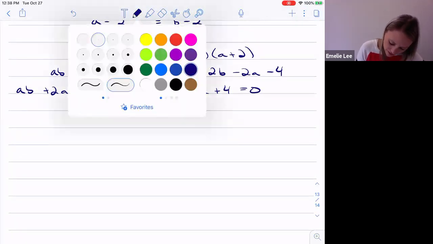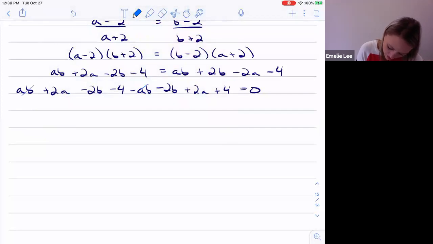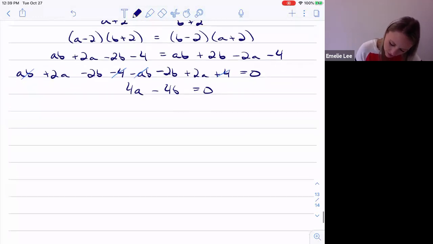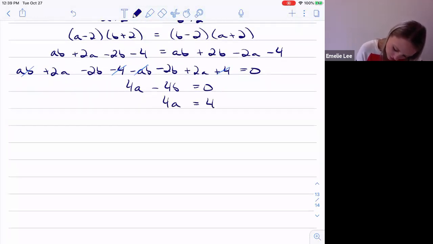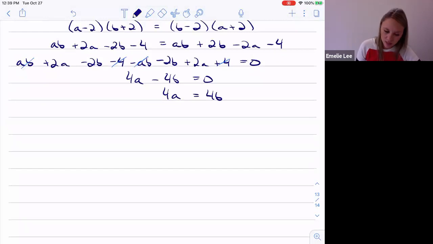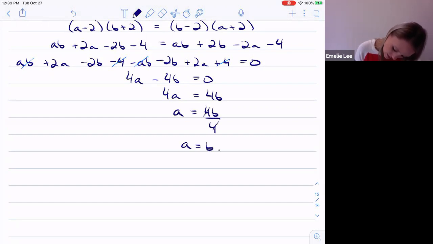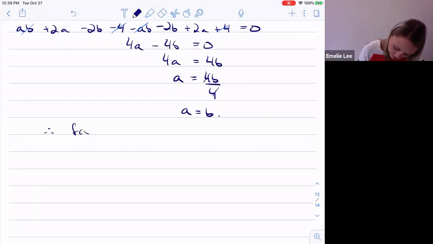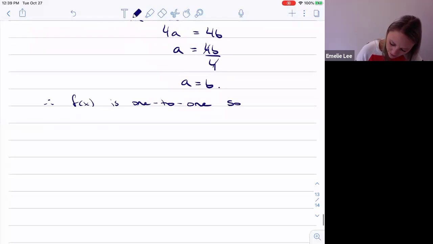But now I can cancel stuff, but not everything's going to cancel. ab minus ab, minus 4 plus 4, and then I've got 2a plus 2a, and then negative 4b minus 4b. So what I get is 4a minus 4b equals 0. Well, 4a is equal to 4b then, if I add 4b to both sides. And so a is 4b divided by 4. So a is equal to b. Therefore, f of x is one-to-one. So we are able to find its inverse.